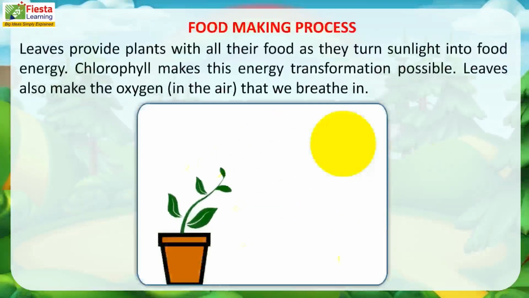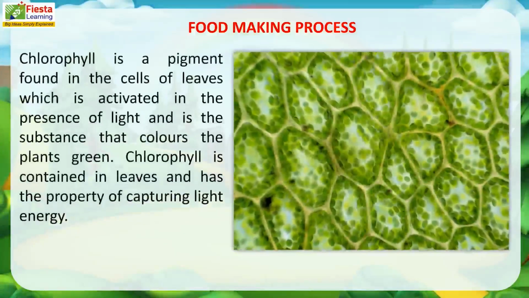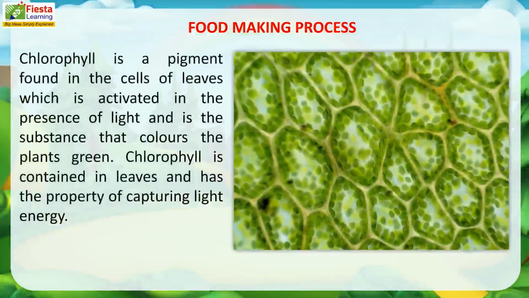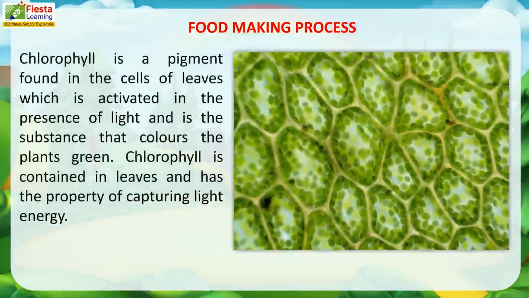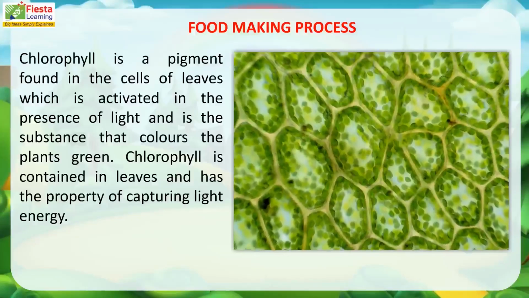Food making process. Leaves provide plants with all their food as they turn sunlight into food energy. Chlorophyll makes this energy transformation possible. Leaves also make the oxygen in the air that we breathe in. Chlorophyll is a pigment found in the cells of leaves, which is activated in the presence of light and is the substance that colors the plant green. Chlorophyll is contained in leaves and has the property of capturing light energy.